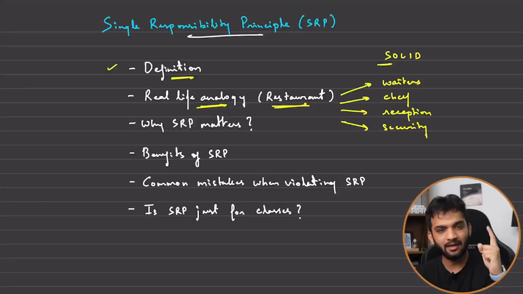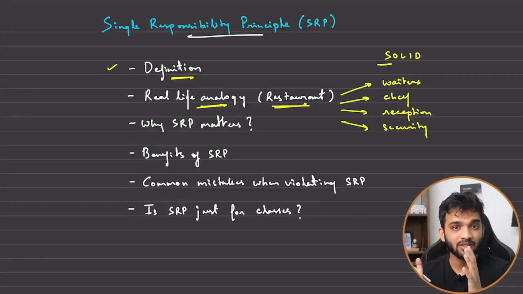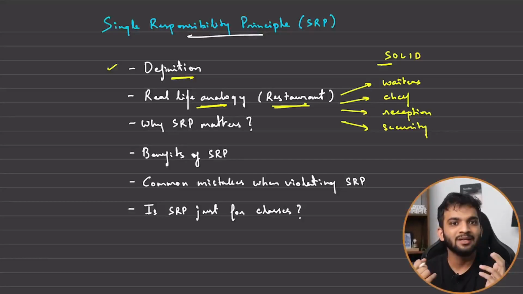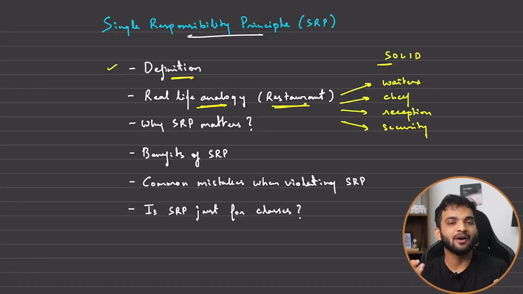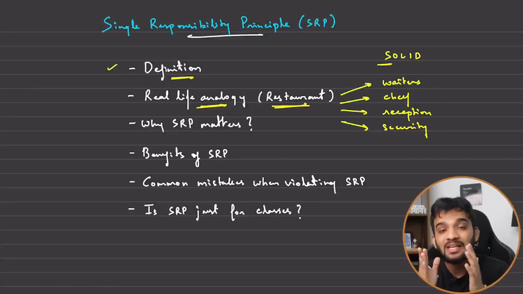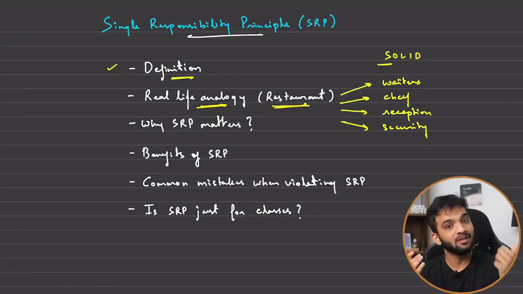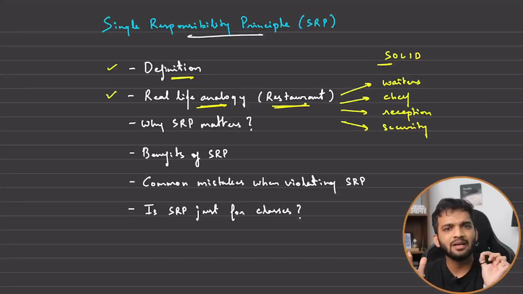Now imagine if I take a single person, and I ask him, can you be the waiter? Can you be the chef? Can you be at the reception? And can you be the security at the same time? That's not possible, because then it will misalign with his functionalities and he will not be able to perform well. So that is the definition of single responsibility principle. With a single class, I cannot assign it more than one responsibility. Got it? Perfect. So we have related SRP with a real life analogy.